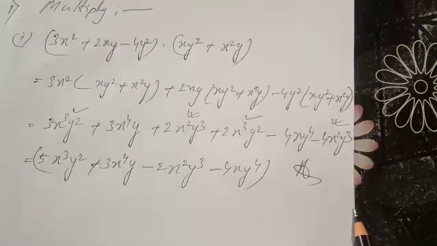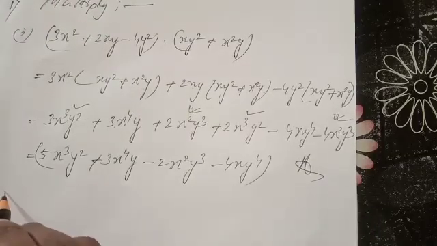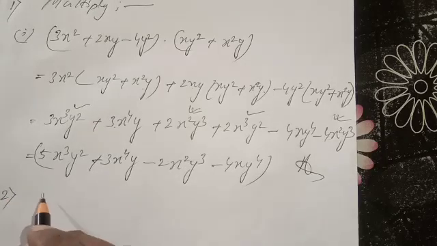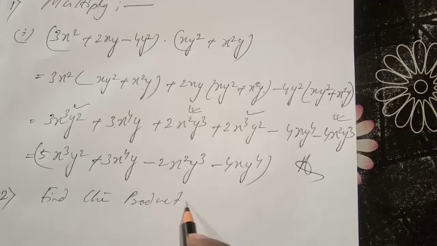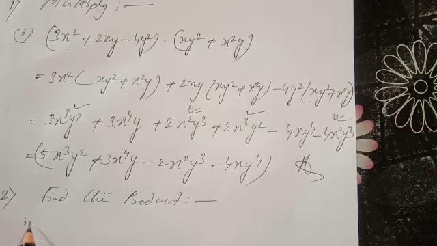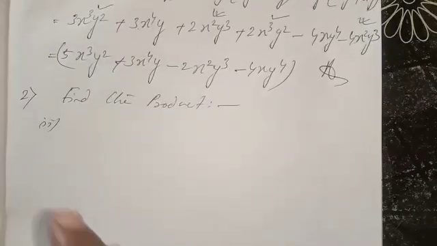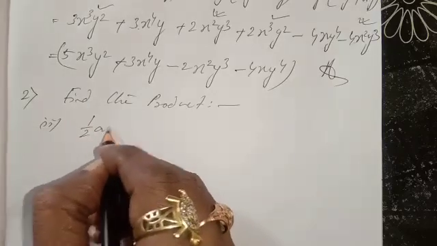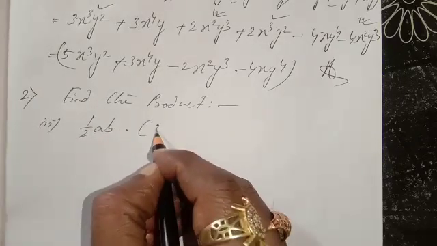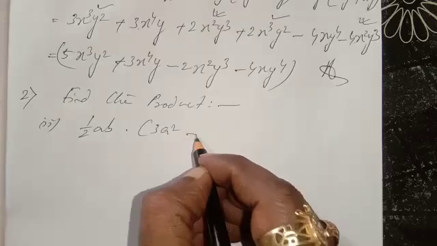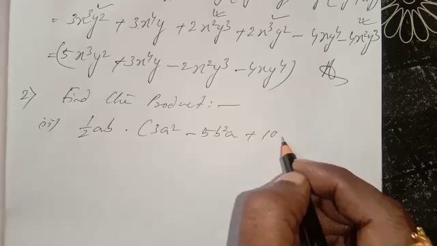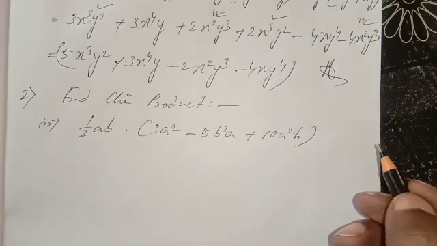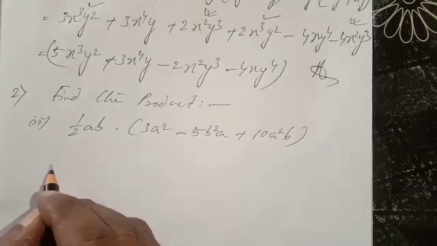Okay, let us go to number 2, second part. Same thing, find the product. Number 2, second part, just to see what is given here. Second part question given: 1 by 2 ab into, inside the bracket, 3a square minus 5b square a plus 10 a square b. Okay, you have to open the bracket.